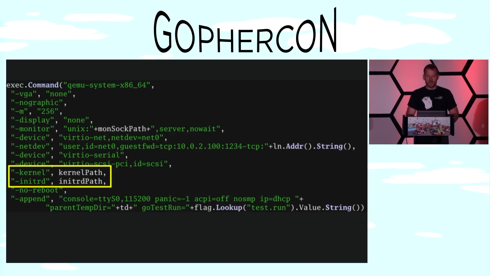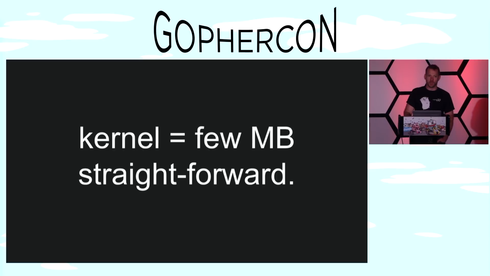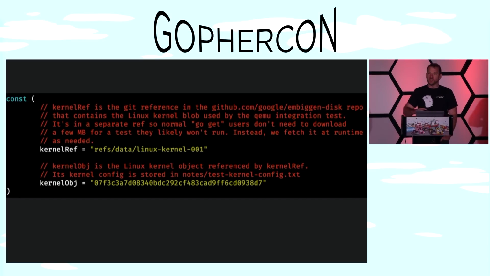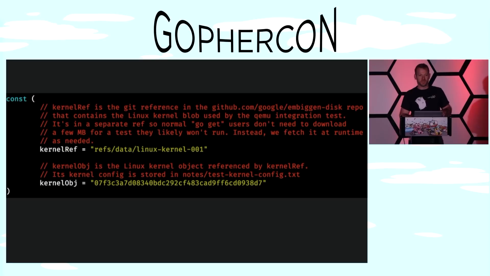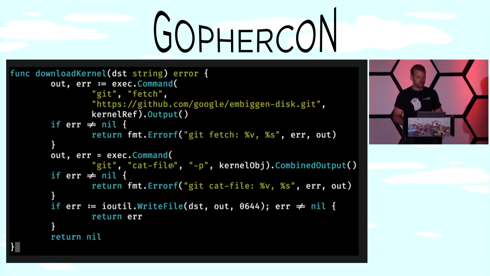So we need a kernel and initrd. The kernel is just a few meg. You could use the host kernel, but I wanted to have a super minimal one that booted really quickly and only had the minimum stuff I needed. So I just built this once, and I shoved it in Git in my normal GitHub repo. And I don't want normal people using my thing to run this, so I put in a weird old ref so people running go get won't fetch it. But then at runtime, when I run go test, I just git fetch this weird ref, and then git cat-file the blob that holds the Linux kernel image and write that to disk.